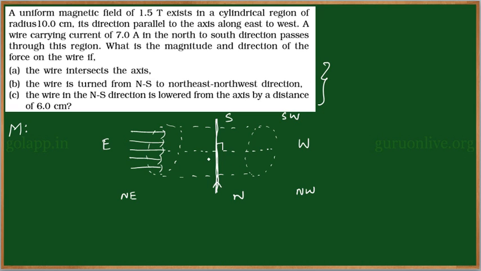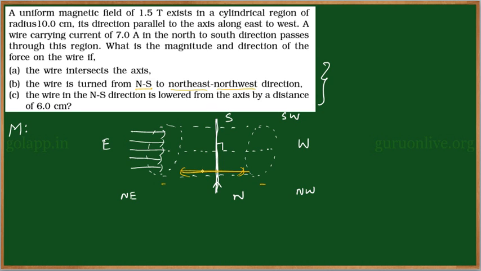And the second case is, if you see the problem, the wire is turned from north-south to northeast-northwest. That means the conductor is turned to this direction like this. This is northeast and this is northwest. That means it is parallel to the field. But here we come to know that one big mistake has been made in the question, or else in the answer given in the textbook also.